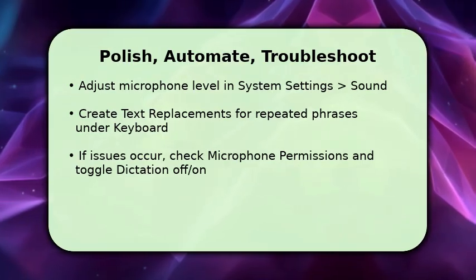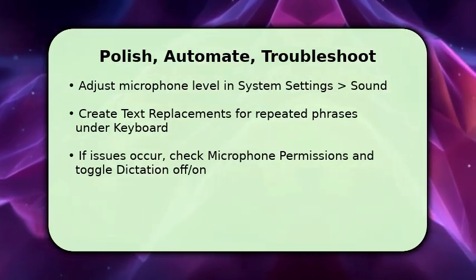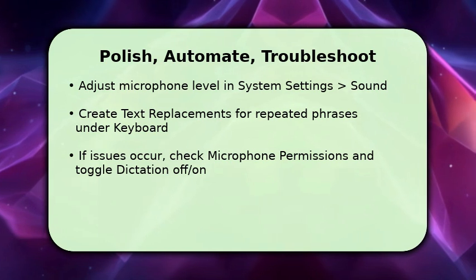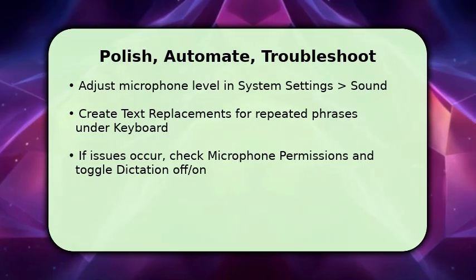If dictation fails, first check microphone permissions in System Settings, Privacy and Security, toggle dictation off and on, and reboot. This simple reset fixes most connection or permission hiccups.